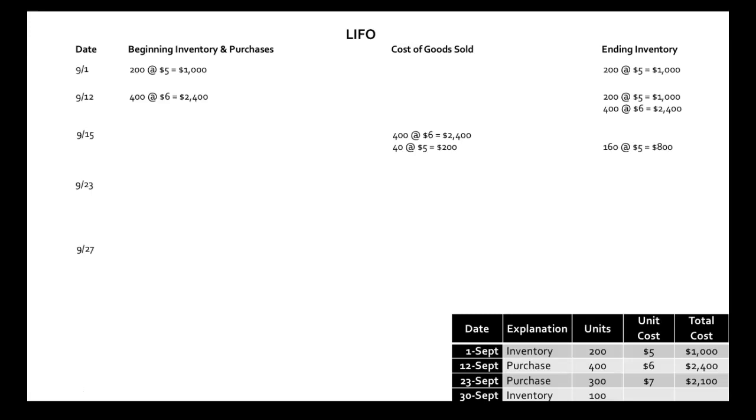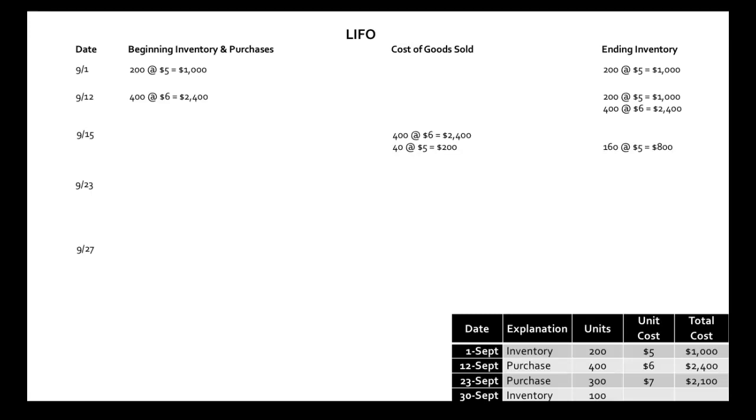So let's take a look at what happens here on the 15th. Under LIFO, we take the last inventory group that just came in, and those are the first ones that we need to sell. So we need to sell 440 units here on the 15th, meaning we're going to sell all 400 units at $6 a piece, and then reach into our inventory at $5 a piece and sell 40 of those.